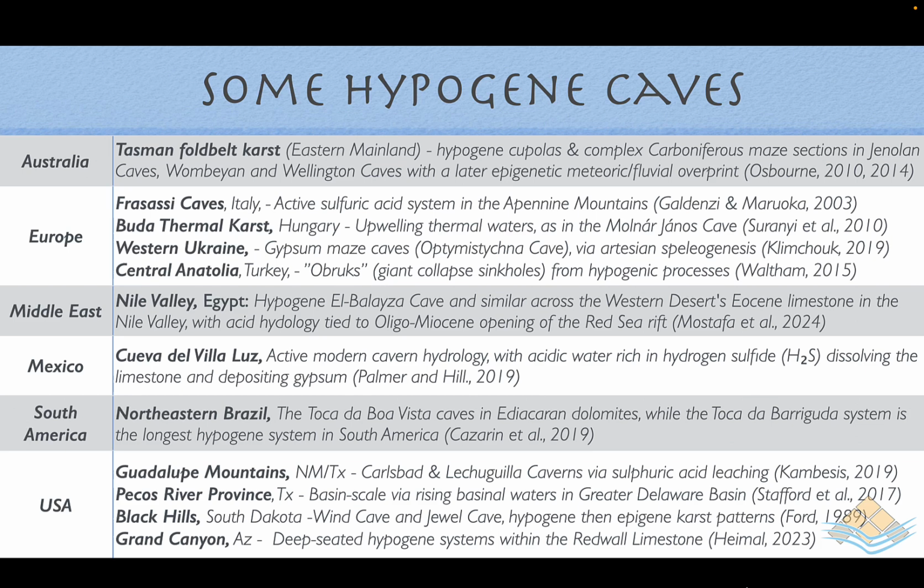In Australia, caves like the Jenolan Caves. In Europe, like the Frasassi caves in Italy, or in the gypsum maze caves of Ukraine. The Al Bazaliya caves in Egypt in the Nile Valley, which were acid hydrologies tied to the Oligo-Miocene opening of the Red Sea Rift. In Mexico, one of the classic examples we'll look at in the next chapter, where we see active cavern hydrology forming today in an H2S-rich environment, which is accessible.